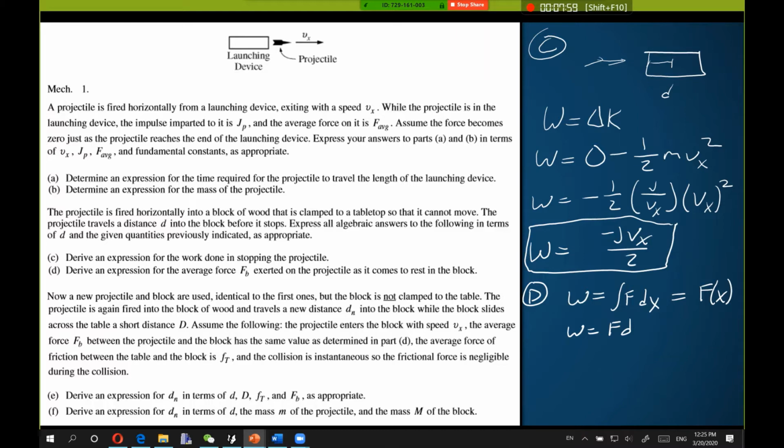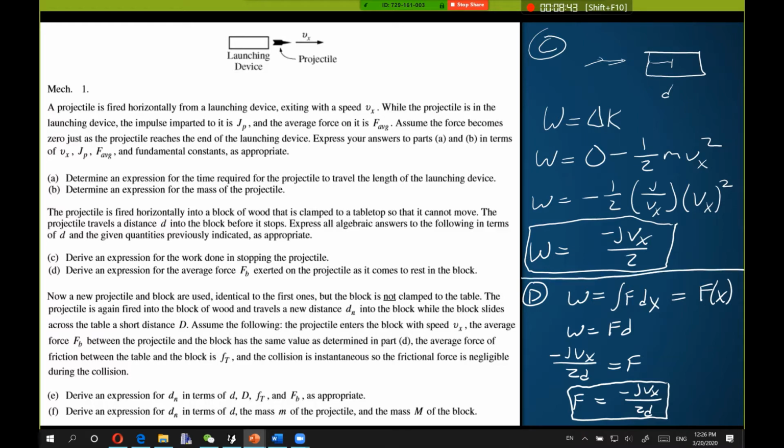Okay, we know the work from what we had here. So that's negative JVx over 2d equals force. And that's it, actually, because we already solved for force. Any questions on D? I'm going to take that as a no.